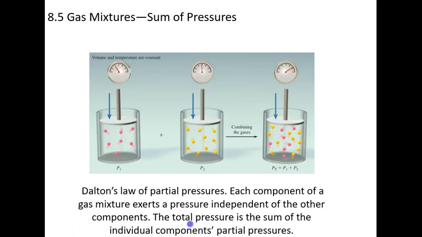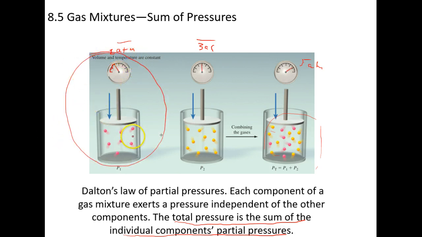Okay, so you can see here the total pressure is the sum of the individual gases, or what they call partial pressures. So if you take the pressure of this gas, P1, which is, let's just say, 2 atmospheres, and then the pressure of P2, which is 3 atmospheres, and if you combine them into one container, the pressure now is 5 atmospheres. It's the sum of the partial pressures. That's all it is.